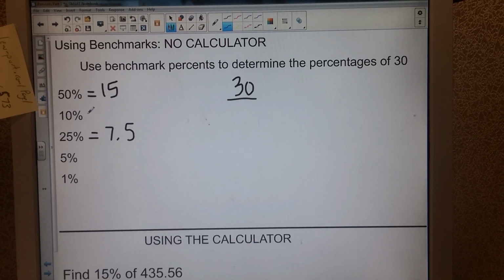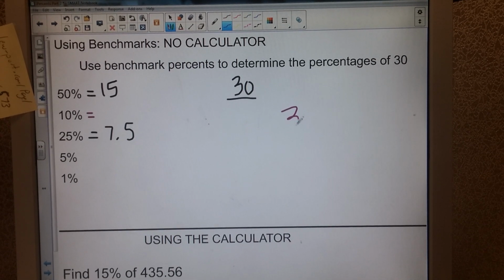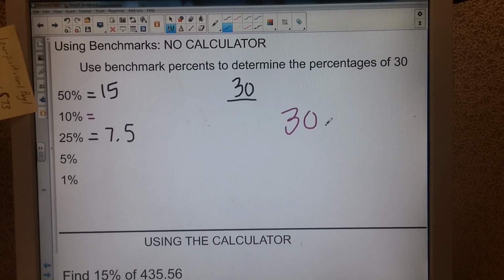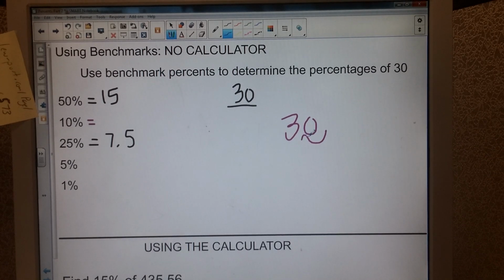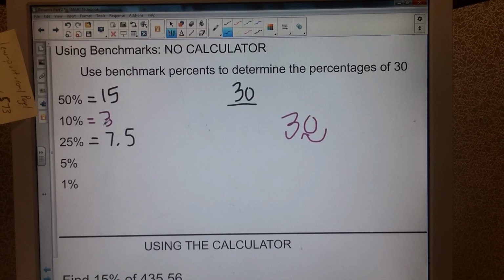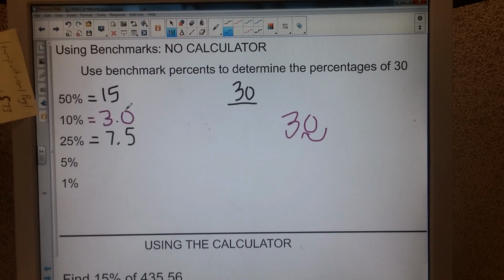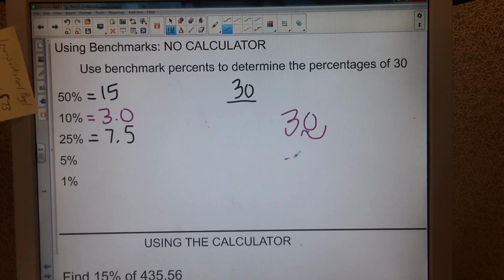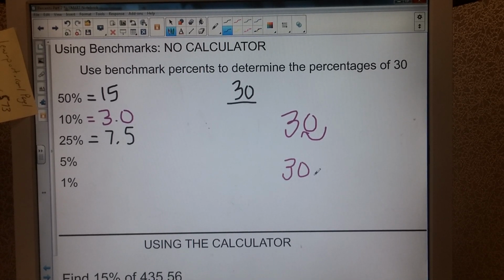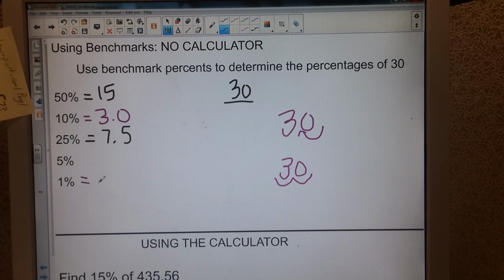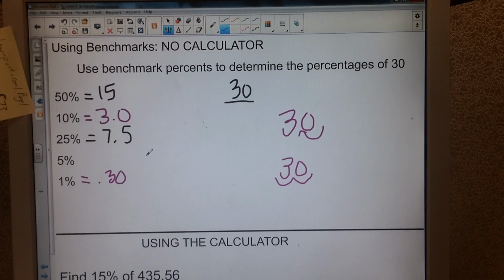Now I'm going to move my decimal point to find my 10%. So I know I move my decimal left 1 place, which would go right here. So 10% is 3.0 or 3. I also know that to find 1%, I move my decimal over 2 places, 1, 2. So 1% of 30 would be 0.30 or 30 hundredths or 3/10.